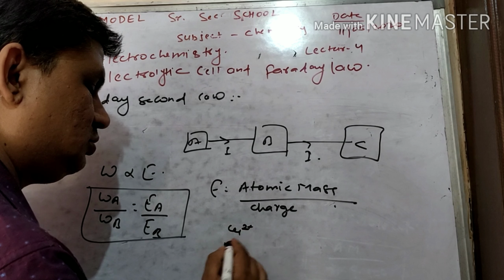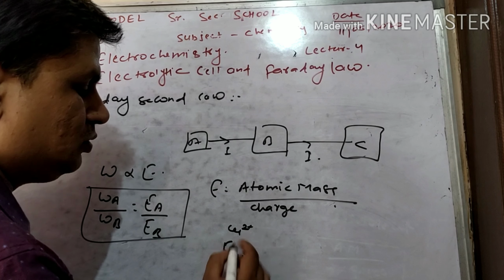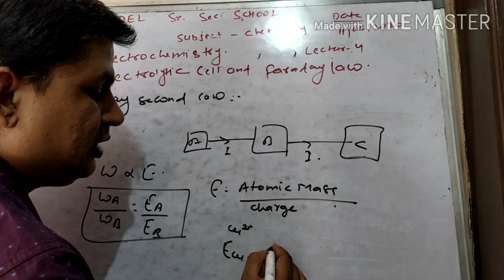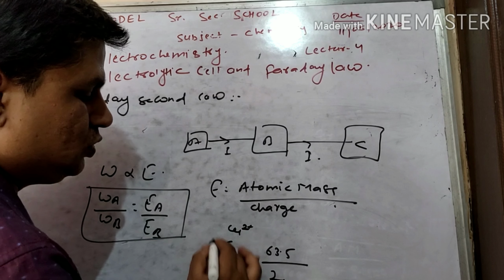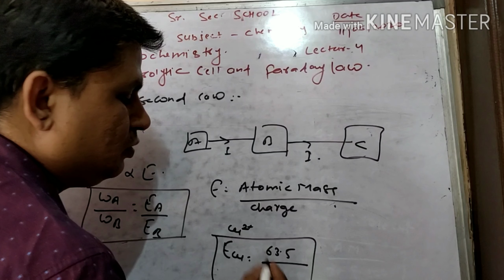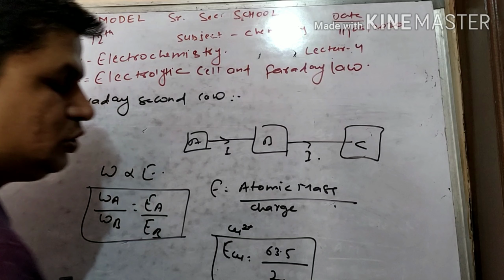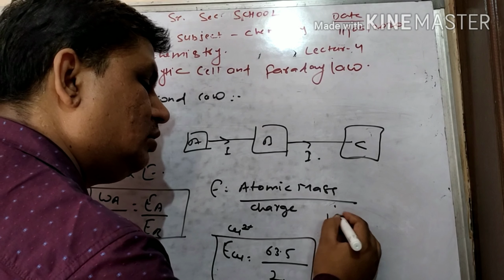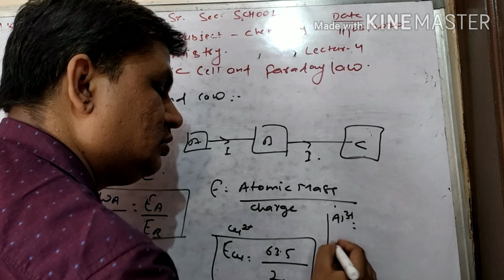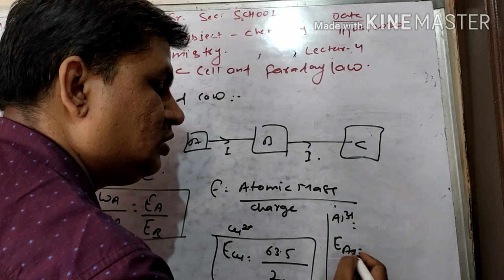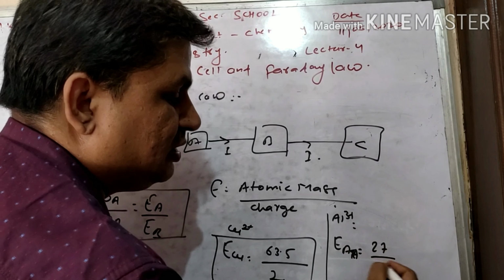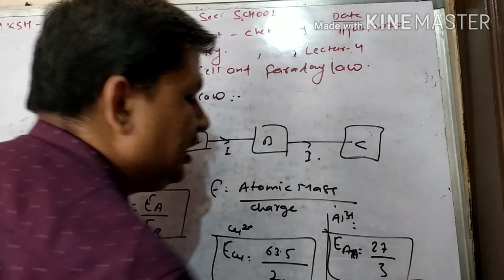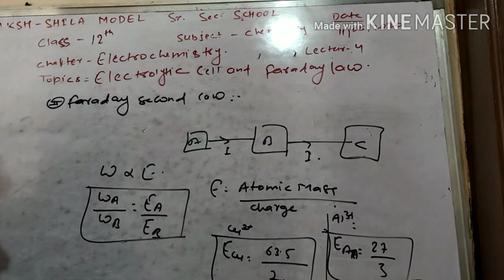For example, Cu2+: equivalent weight of copper is equal to atomic mass of copper, generally 63.5, and this contains 2 charge, so 2. तो equivalent weight of copper 2+ कितना जाएगा? 63.5 upon 2. For example Al3+, equivalent weight of Al is equal to atomic mass of Al, which is 27, and this contains 3 charge. तो ऐसे निकालेंगे हम equivalent weight.